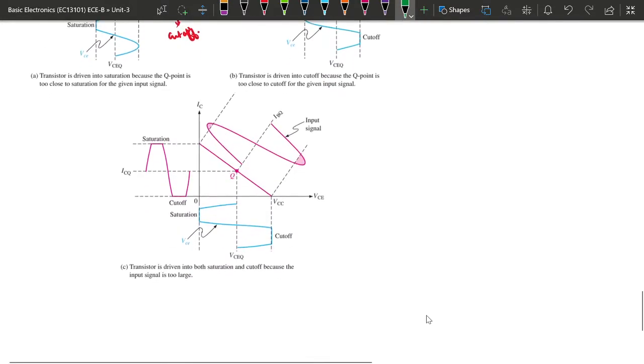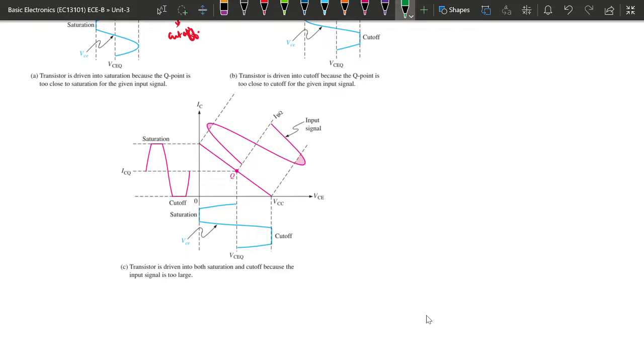And this is the region where the operating point we have selected is such that the input signal is being cut off from both sides, upside and downside, because the transistor is going to be working in saturation also, and in cutoff also, but it should be working only in the active region. But it is going to enter saturation and cutoff also. So the clipping on the top and bottom is taking place because it is reaching into saturation as well as the cutoff side.